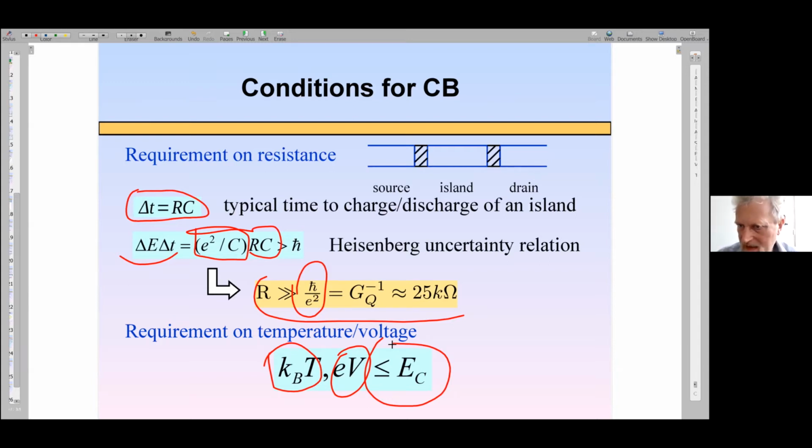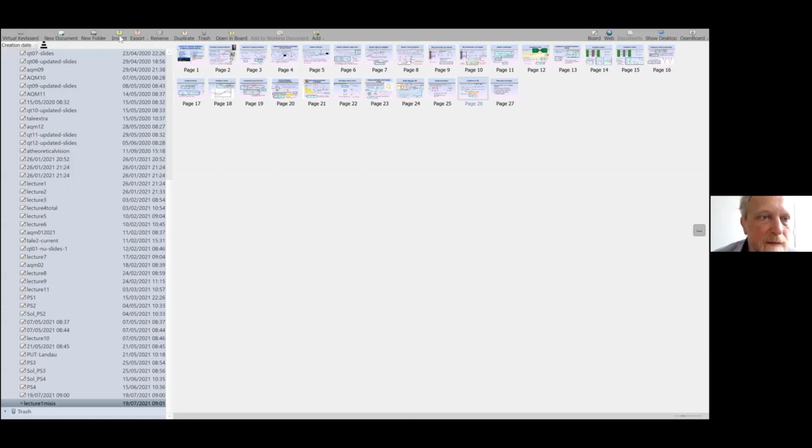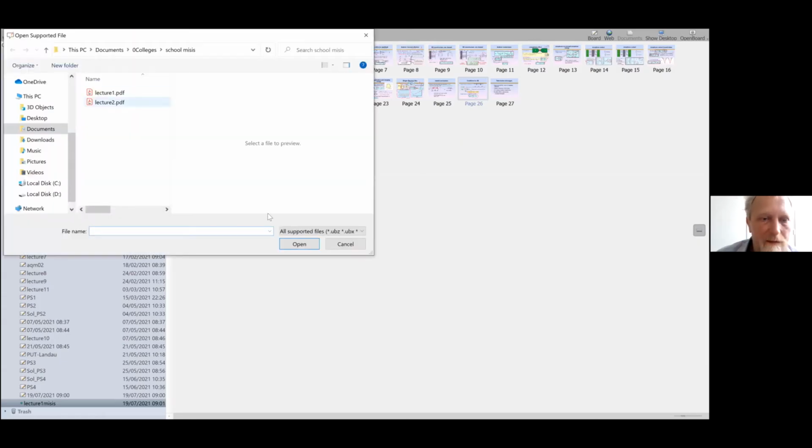to second lecture. I have to switch my transparencies. Right. Lecture 2.